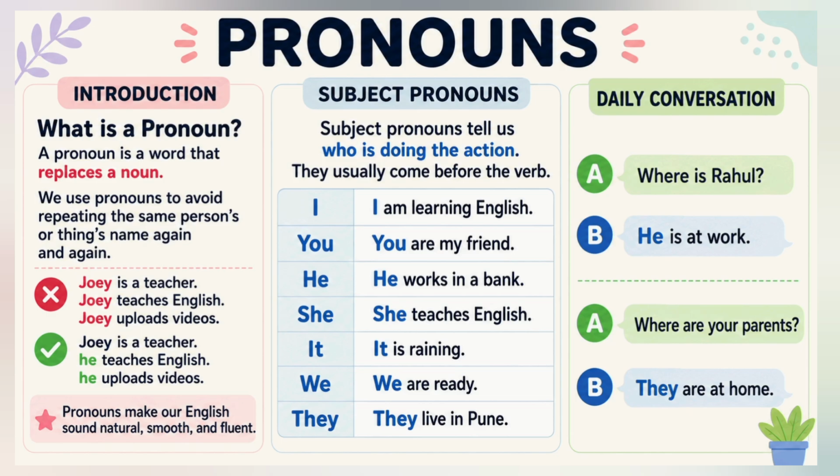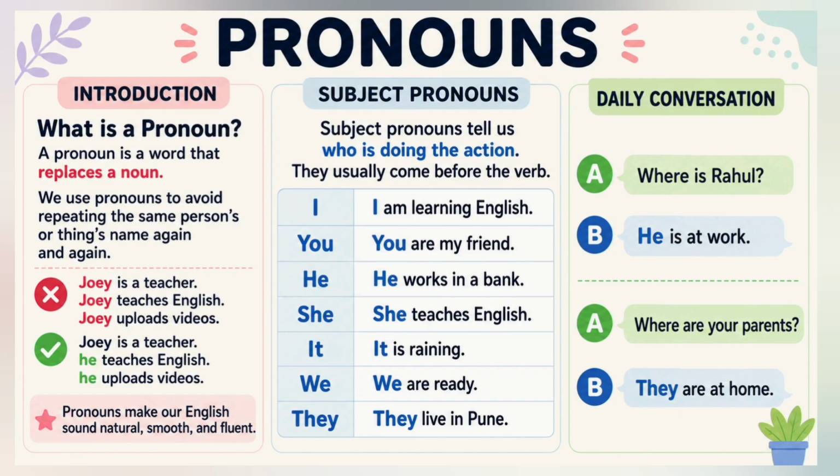A pronoun is a word that replaces a noun. We use pronouns to avoid repeating the same person or thing's name again and again, which makes our English sound natural, smooth, and fluent. For example, instead of saying Joey is a teacher, Joey teaches English, Joey uploads videos, we can simply say Joey is a teacher, he teaches English, he uploads videos.